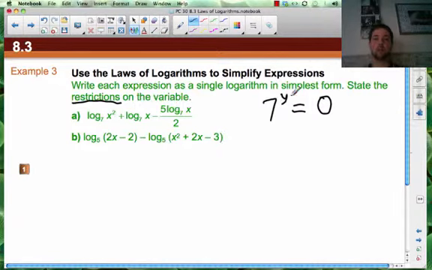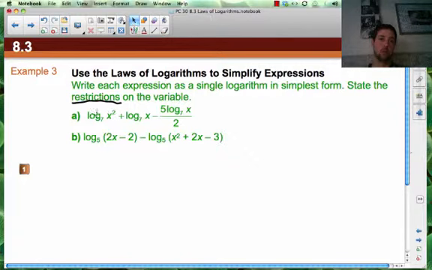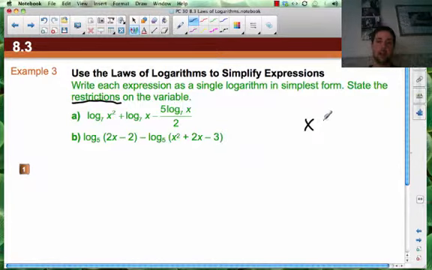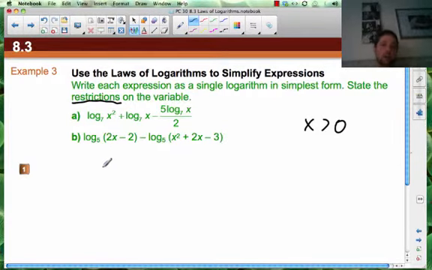Similarly, there's nothing you can raise 7 to the power of to make this thing negative. So you must always take the log of a positive number, meaning x has to be greater than 0. Here, x has to be greater than 0. X here and x here all have to be greater than 0. So that is our restriction on the variable.